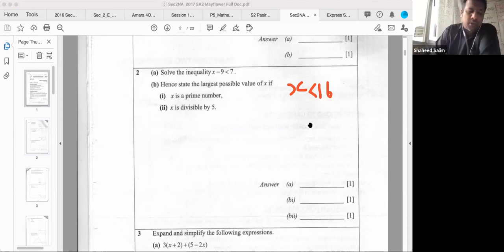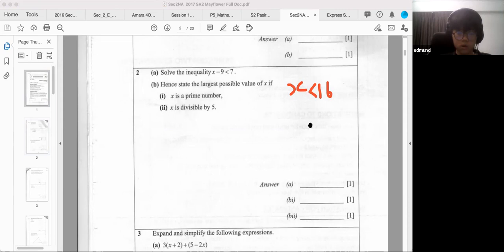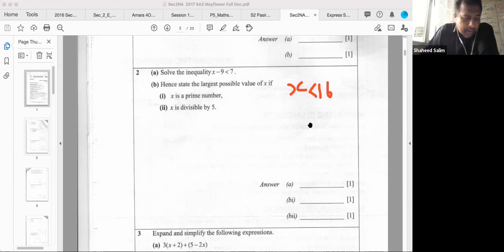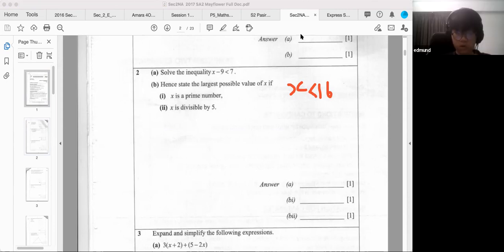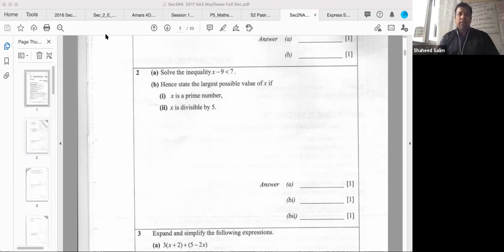What's the biggest prime number you can get? 13, correct. Okay. Then what about a number that is divisible by 5, the biggest number? 15. 15, good. Okay, well done. We move on, next one.